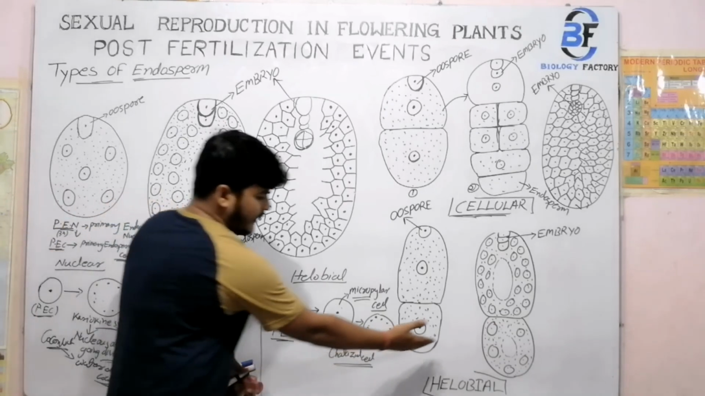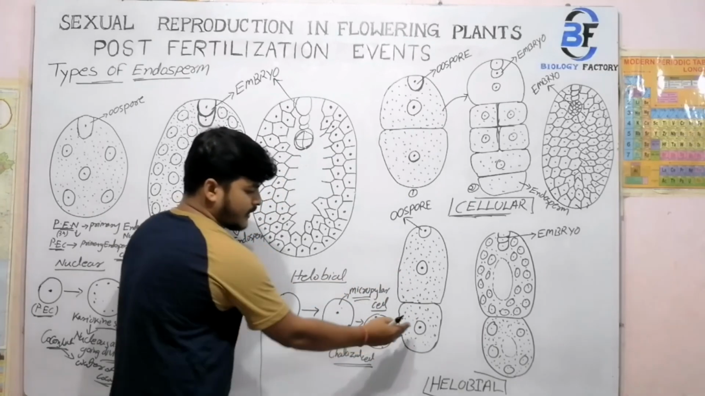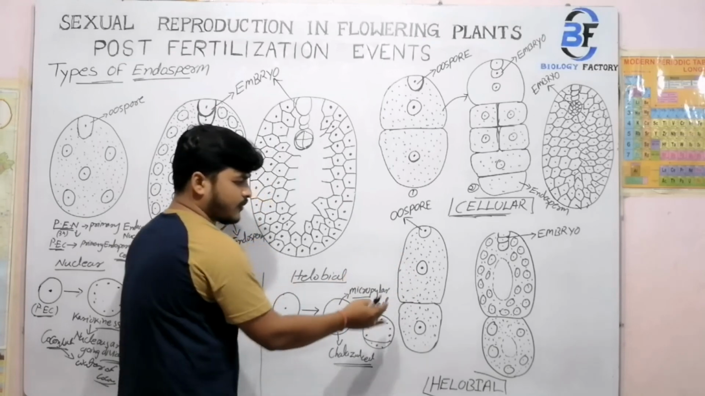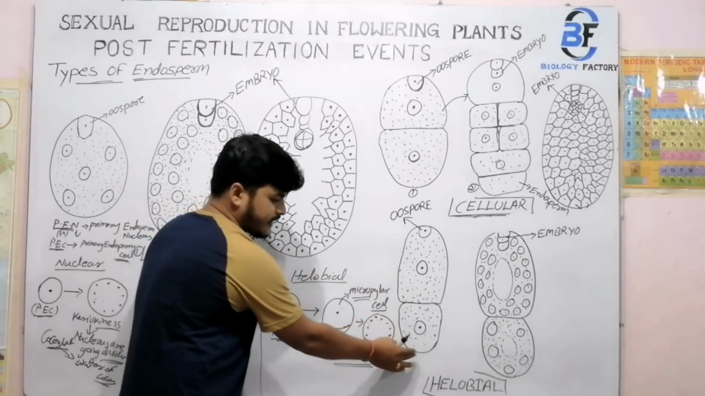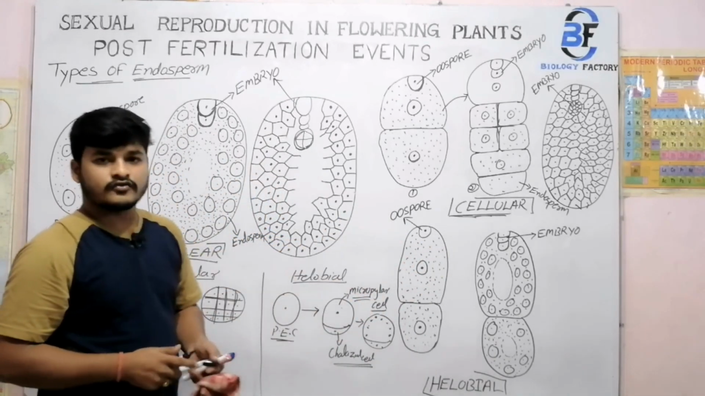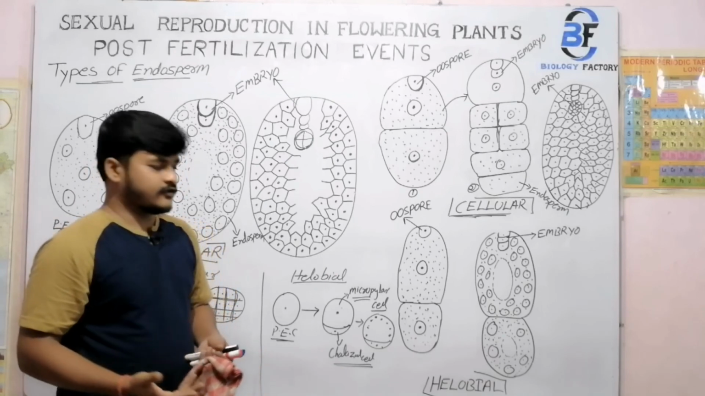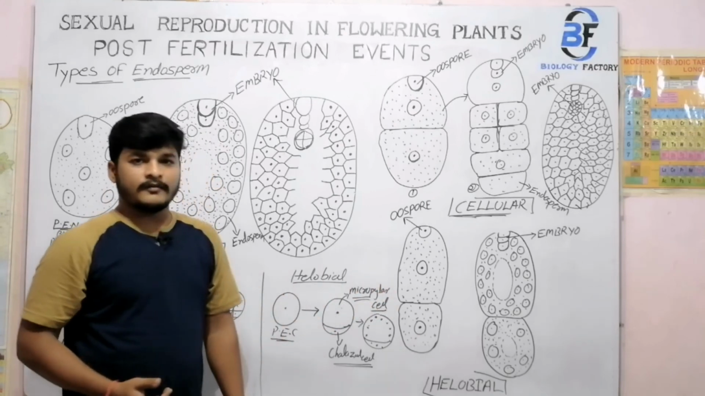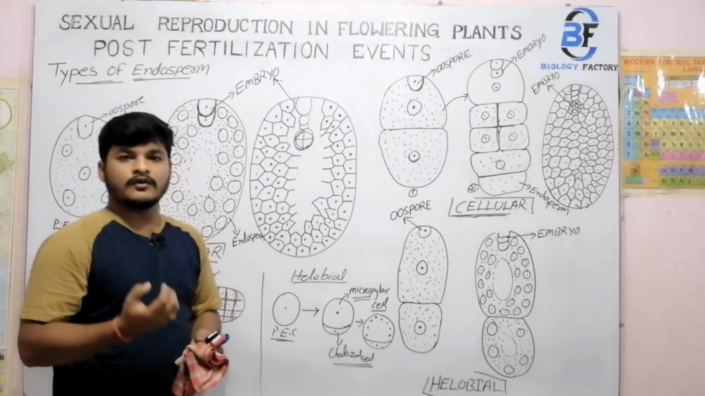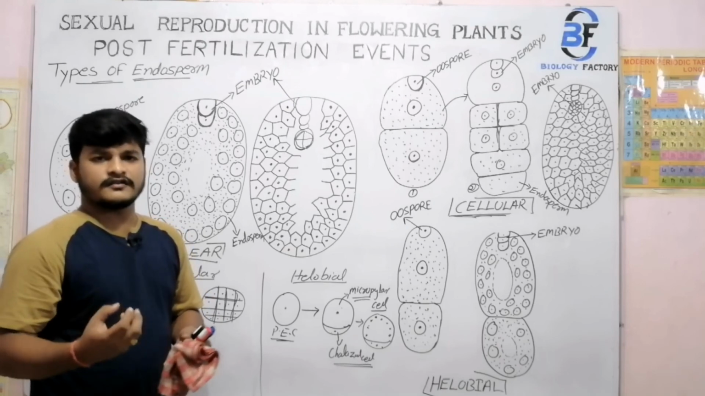In the same way, in this structure also, in the Helobial type, two types of cells are formed. One is towards the micropylar end, one is towards the chalazal end. That means the cell towards the micropylar end is a little bit bigger, and the cell towards the chalazal end is a little bit smaller, and the cell towards the micropylar end undergoes free nuclear division. That means a number of nuclear divisions take place. And next, in the Helobial type, the cell towards the chalazal end is going to undergo nuclear division, but in some cases some nuclei may be formed or may not.